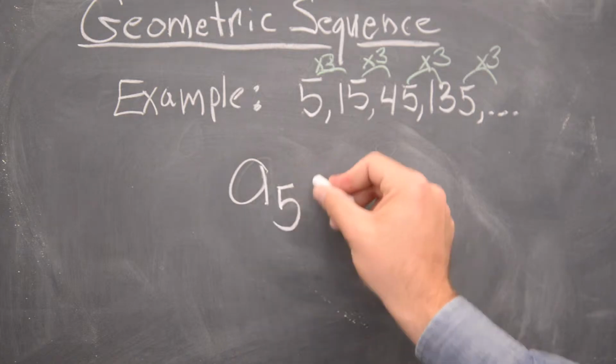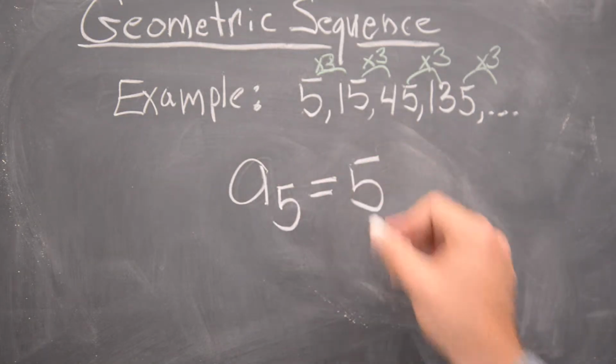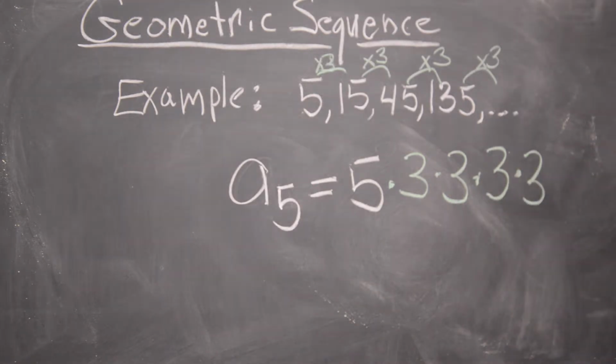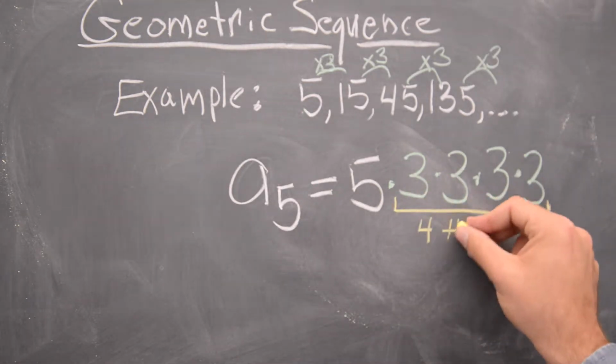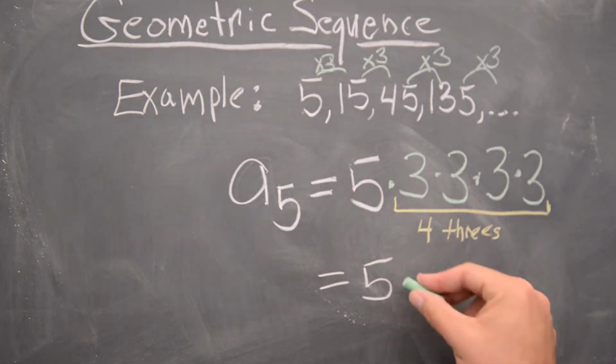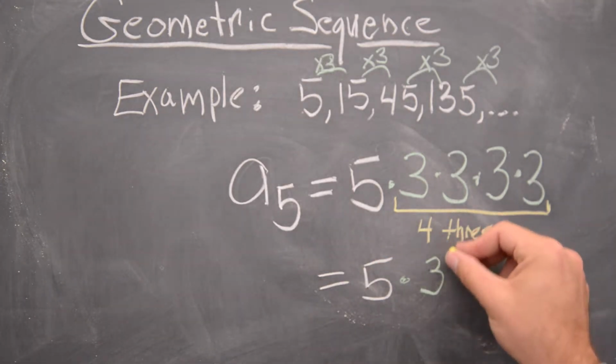Another way to calculate the fifth term is to start with the first term and then multiply by 3 until we arrive at the fifth term. This means that we multiply by 3 4 times. We can rewrite this expression using an exponent. 5 times 3 raised to the fourth power.